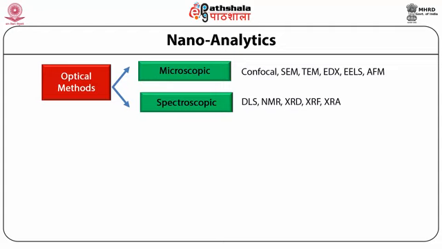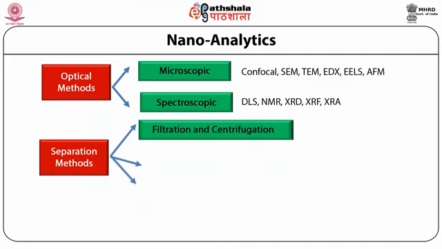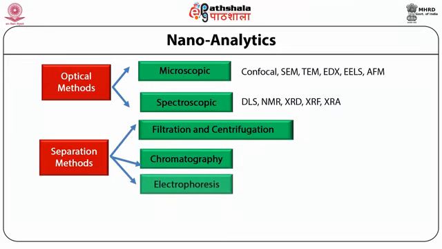The other kind of methods are separation methods, in which the nanomaterials are separated from the sample. These include filtration and centrifugation, chromatography, and electrophoresis. The third type is mass spectrometry. It is a separate class in which the mass of the nanomaterial is analyzed, meaning the nanomaterials are analyzed on the basis of their mass or mass fragmentation pattern.